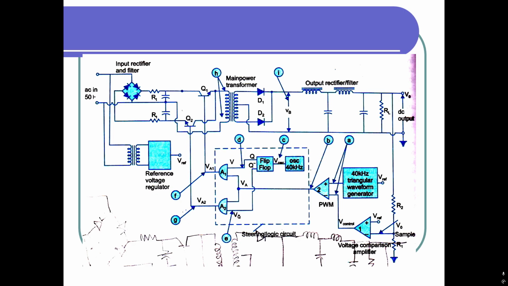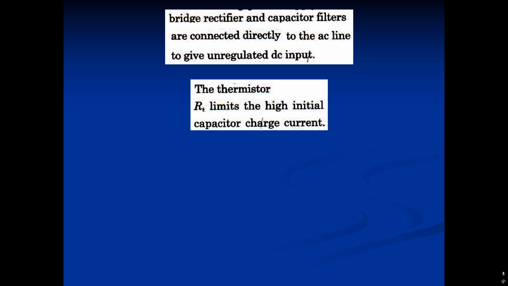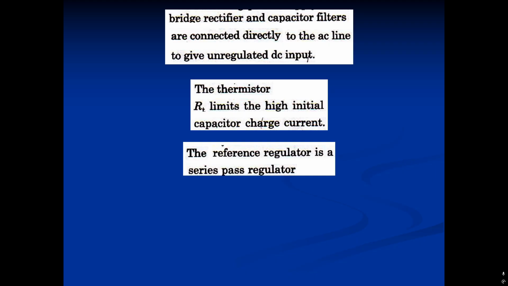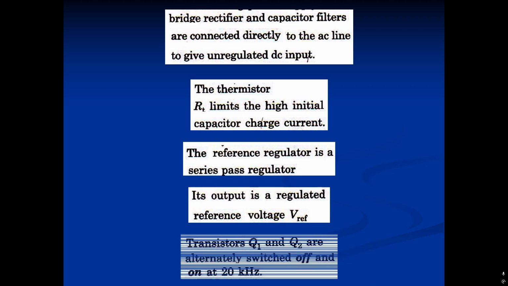So this is the complete functional diagram of a switched mode power supply or switching regulator or SMPS. Bridge rectifier and capacitor filters are connected directly to the AC line to give unregulated DC input. A thermistor RT limits the high initial capacitor charge current. The reference regulator is a series pass regulator. Its output is a regulated reference voltage V reference.